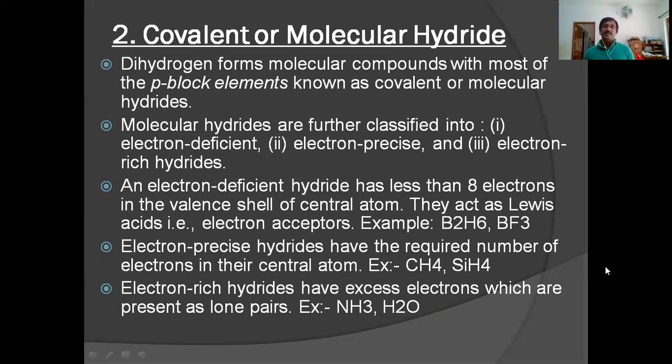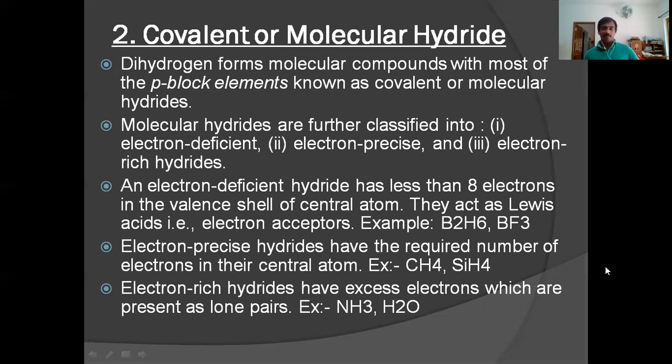So an electron deficient hydride has less than 8 electrons in the valence shell of the central atom. They act as Lewis acids, that is electron acceptors. Example: B2H6, BF3.